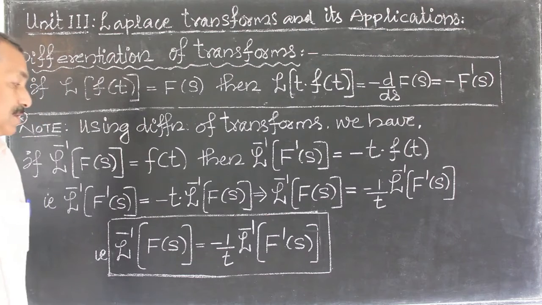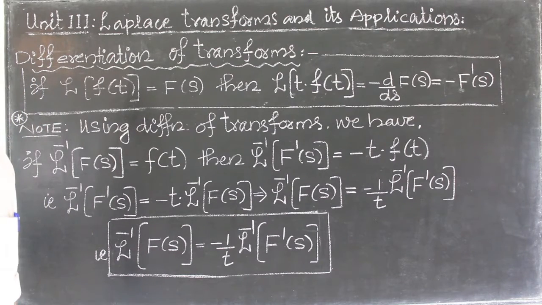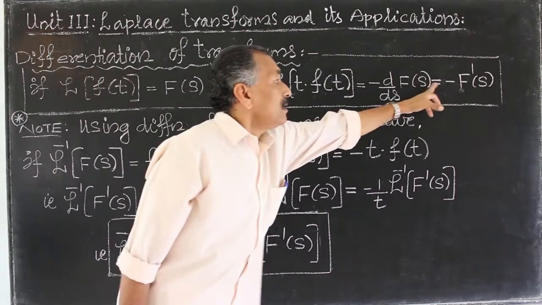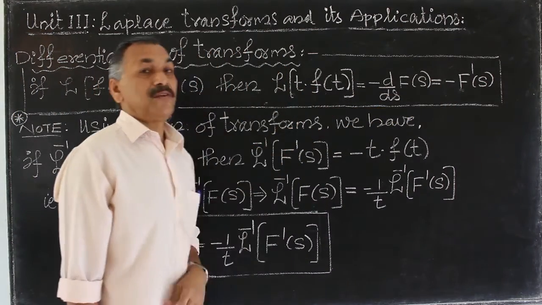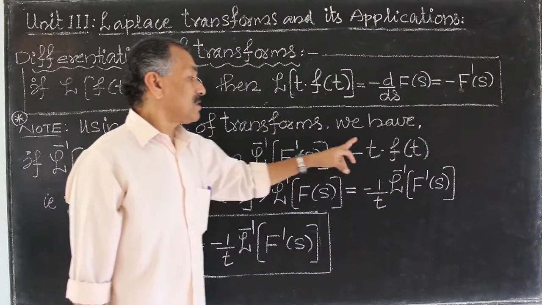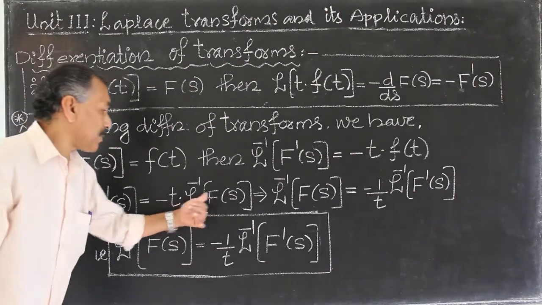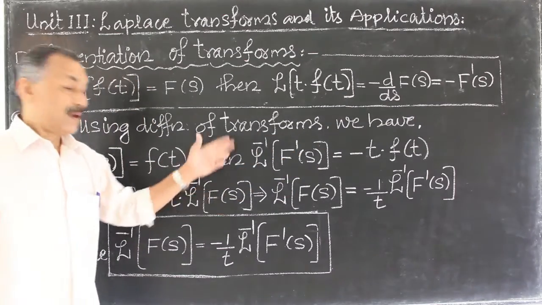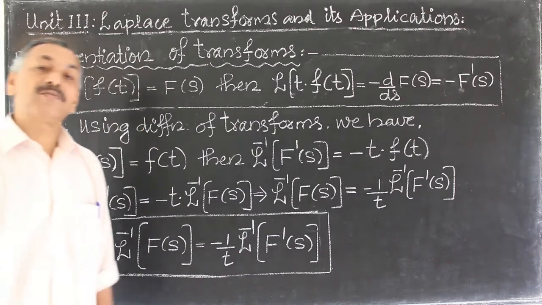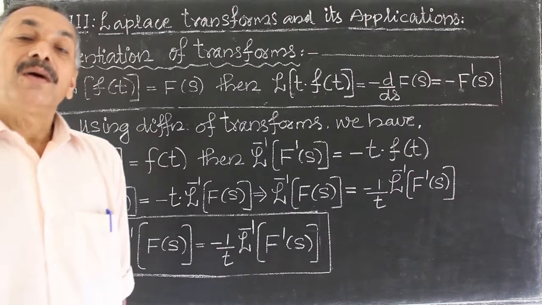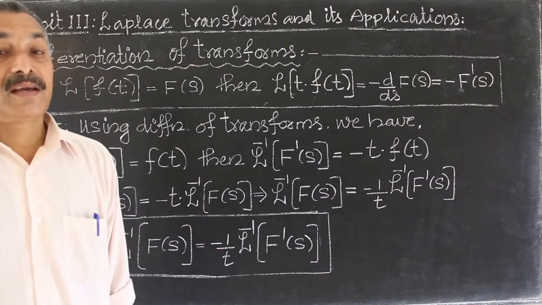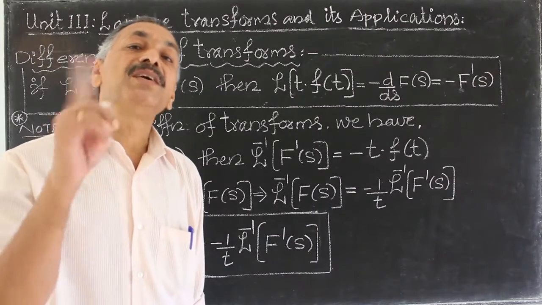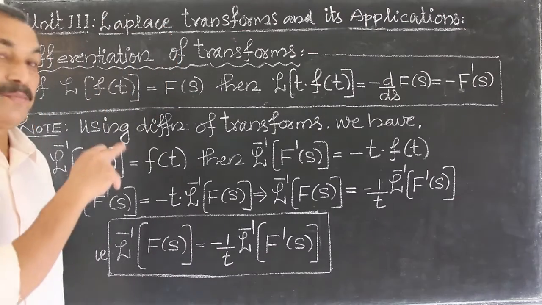Laplace inverse of F(s) is equal to minus 1 by t into Laplace inverse of F'(s). This is the result. F' is the inverse of minus t into f(t). Laplace inverse of F' is equal to minus t into f(t). Or Laplace inverse of a function is equal to minus 1 by t into Laplace inverse of its derivative. This is a very important one.